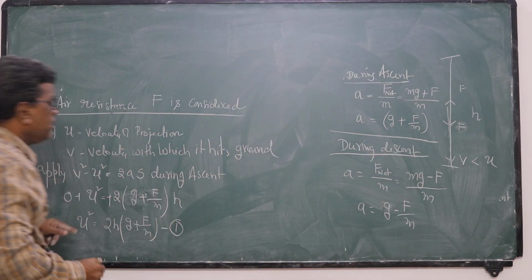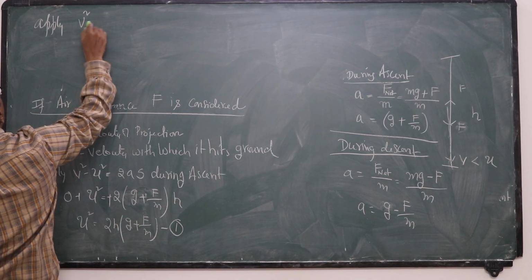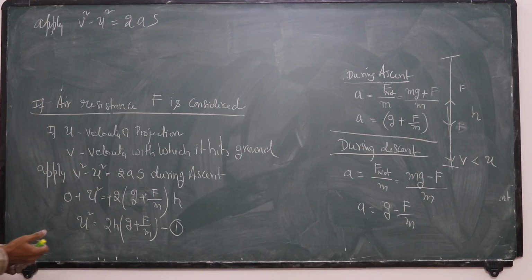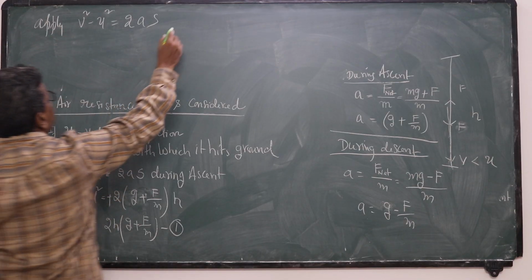So I apply v square minus u square is equal to 2as. I am applying this again during descent.